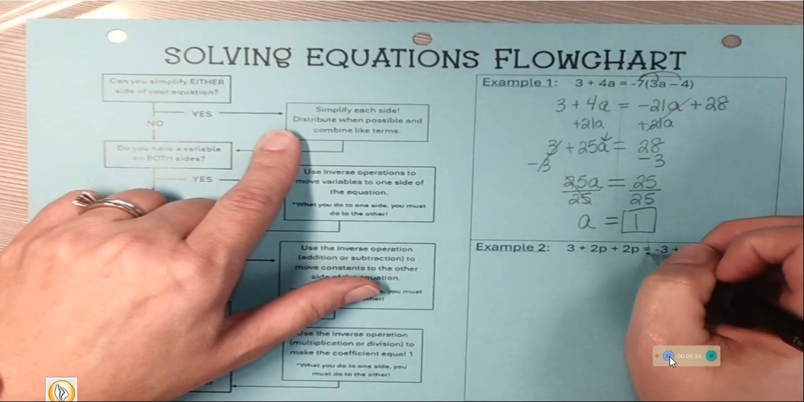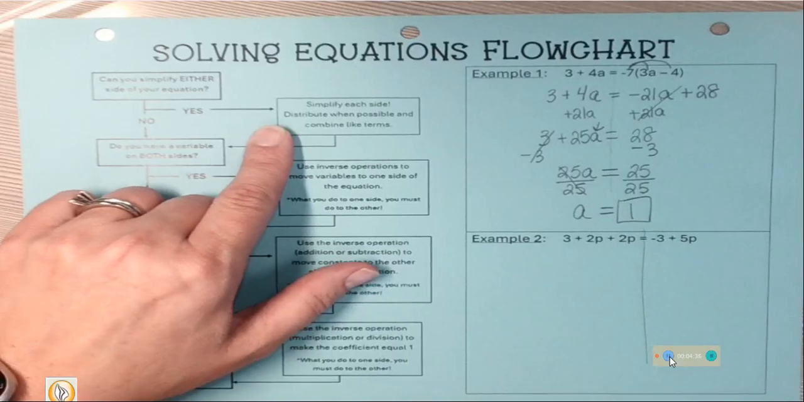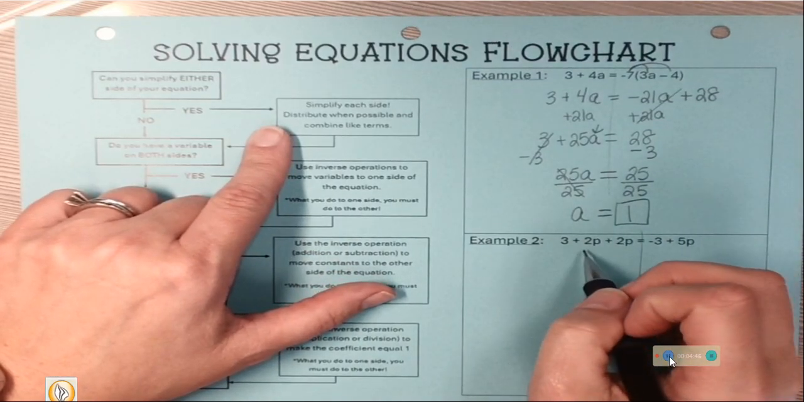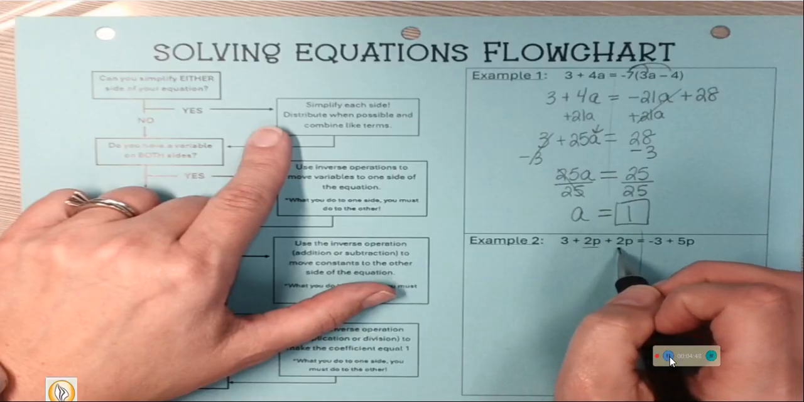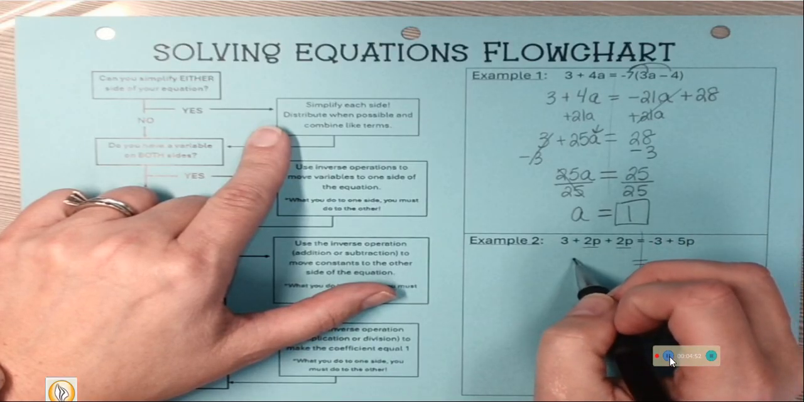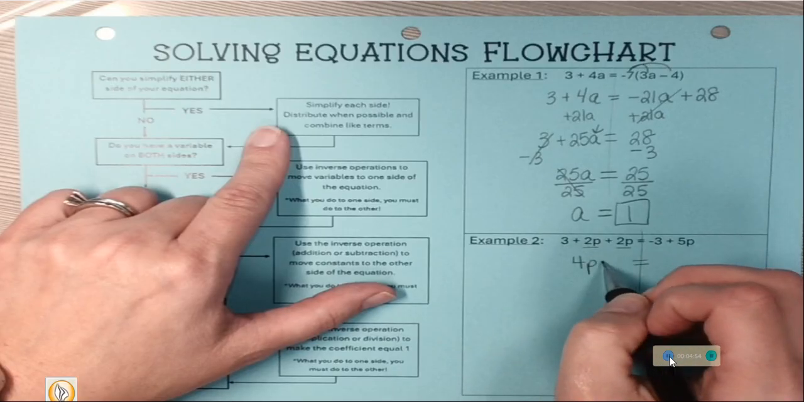Now, I'm going to draw a line right down the middle. Anything on the same side of the line, I just add and subtract like terms. If I have to go across that line, that's when I use my inverse. So since 2p and 2p are on the same side, what's 2 plus 2? 4p. And then I bring down 3.